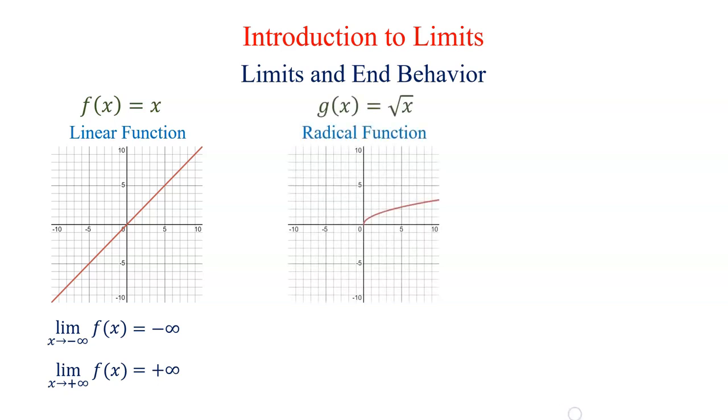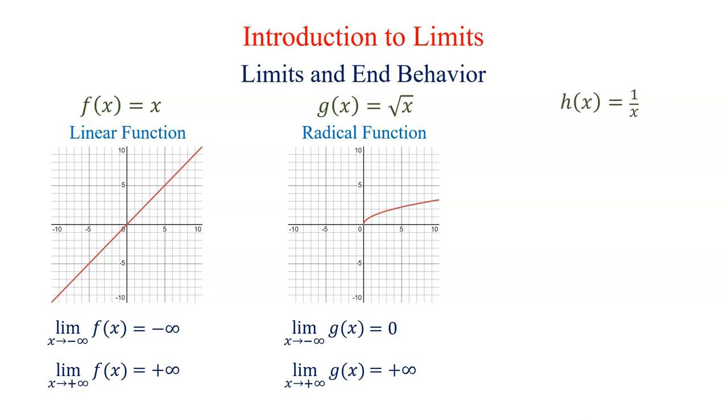Here we have a radical function. The limit as we approach negative infinity, so we're going toward the left. And it seems as if it's approaching, not going down forever, but it's approaching 0. Whereas if we approach positive infinity, it appears to be going upward, also to positive infinity.